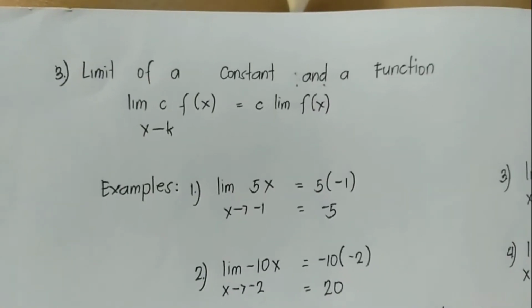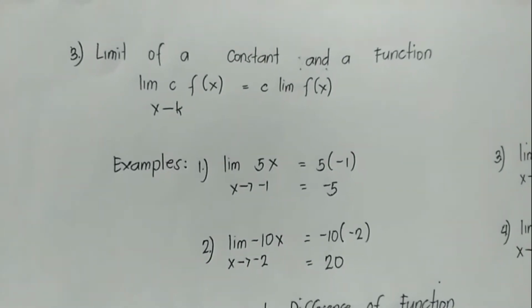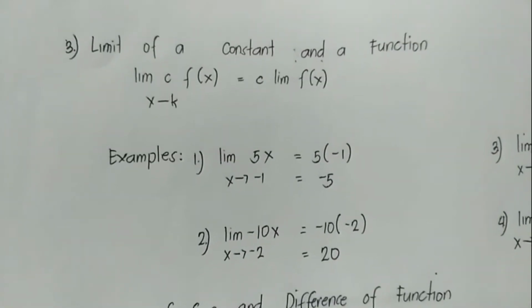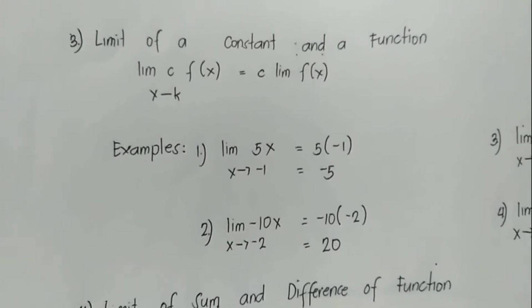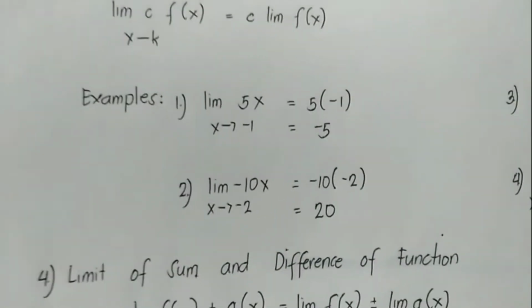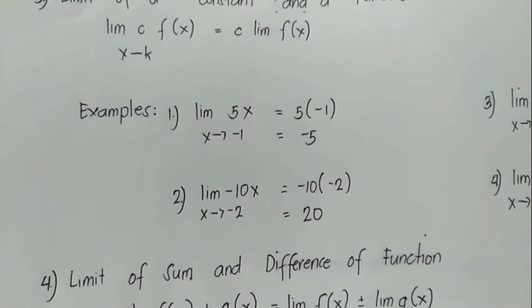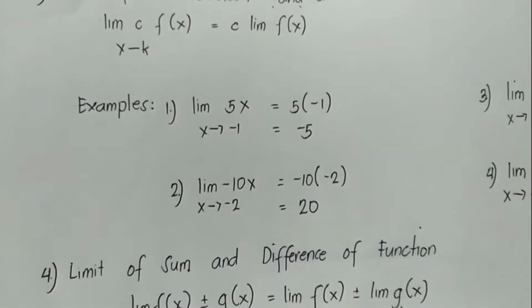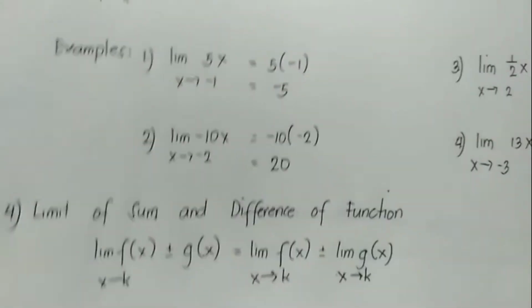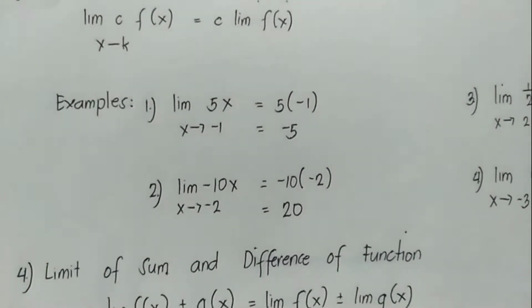Limit of a constant times a function, where the limit of c f of x is equal to c times the limit of f of x, where x approaches k. So for example, the limit of 5x as x approaches negative 1. Substitute the value of x. 5 times negative 1 is equal to negative 5.